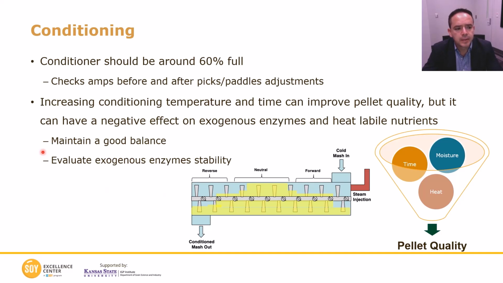Also, remember that increasing conditioning temperature and time can improve pellet quality, but this can have a negative effect on exogenous enzymes and heat labile nutrients. So you need to maintain a good balance. I'm going to give you my recommendations in another slide. But the other thing is that if you make drastic changes in the conditioning process, then you should evaluate the stability of exogenous enzymes to make sure that you are not damaging those enzymes.